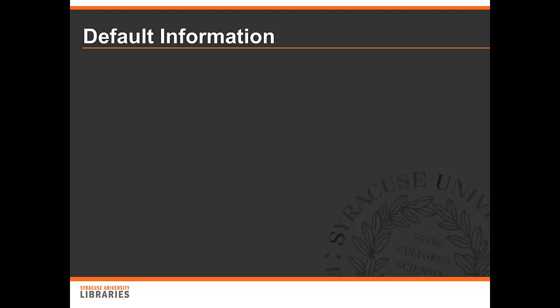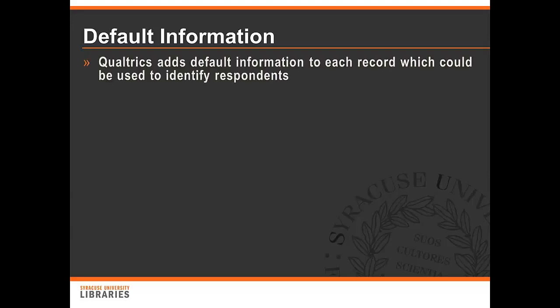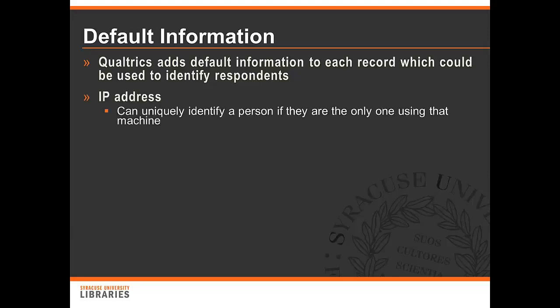Let's go over some of the default information that Qualtrics collects. Qualtrics collects some information by default and adds it to each record. This information could be used to uniquely identify respondents. First, it collects the IP address of the device that the respondent was using when they answered your survey. This can uniquely identify a person if they are the only one that uses that device, such as a computer in their office or at home.